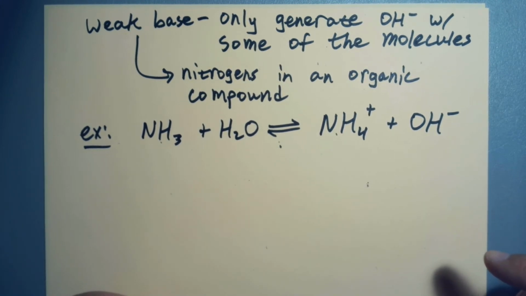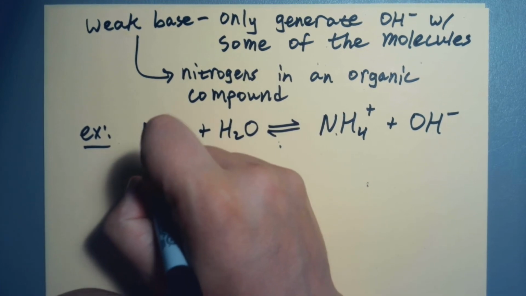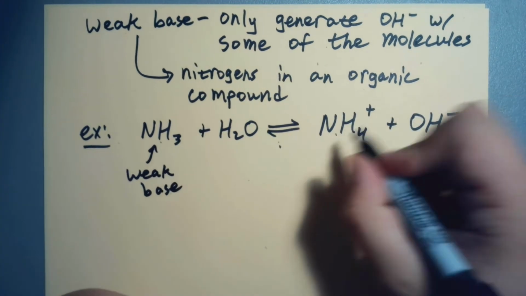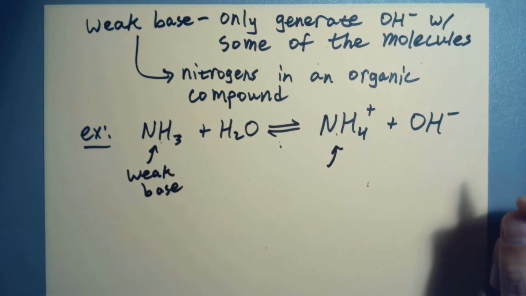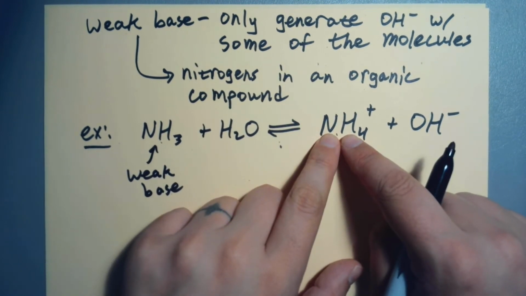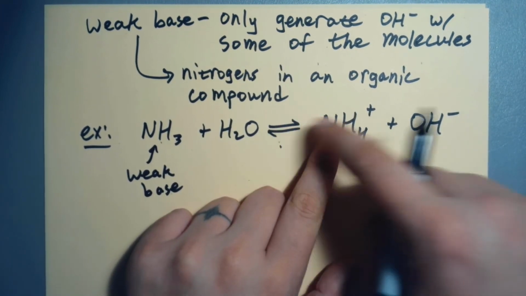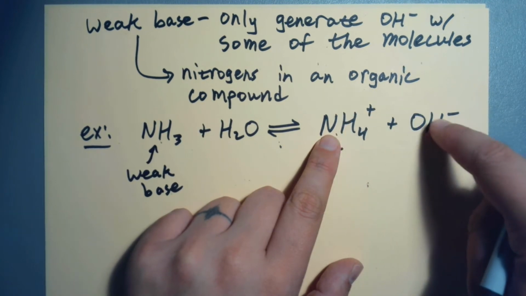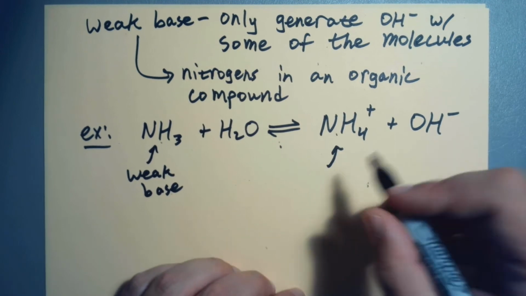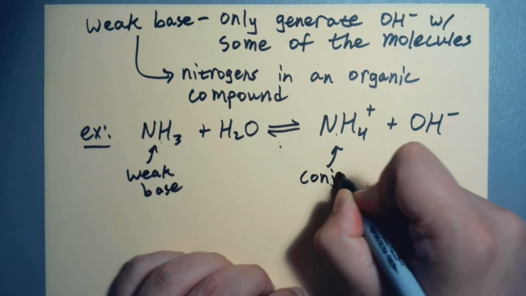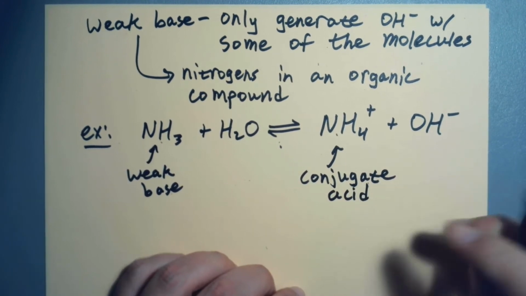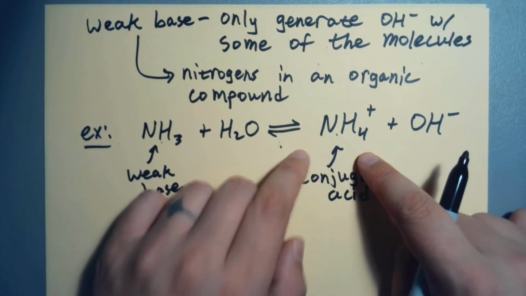Now, we've got our weak base, and so every weak base has what we call a conjugate acid. Because if we look at the reverse reaction, what's this guy doing? Well, it's releasing an H plus into solution. That H plus is going to react with OH minus and make water. So this thing's acting as an acid. So we call this a conjugate acid. So for every weak base, there is a conjugate acid.